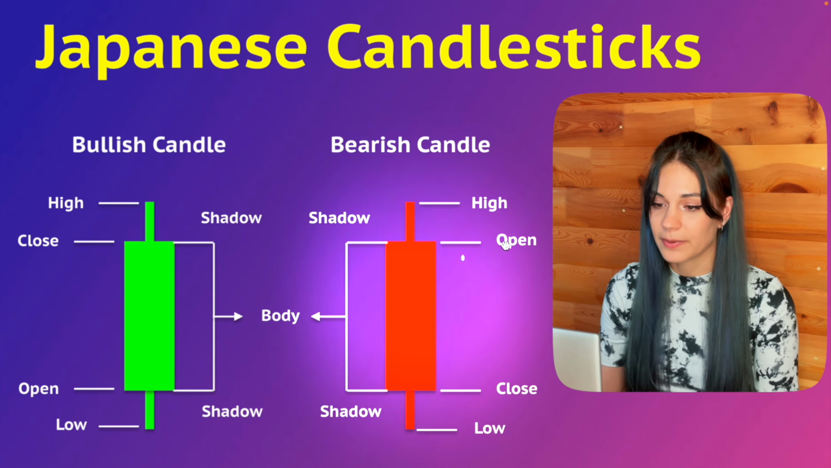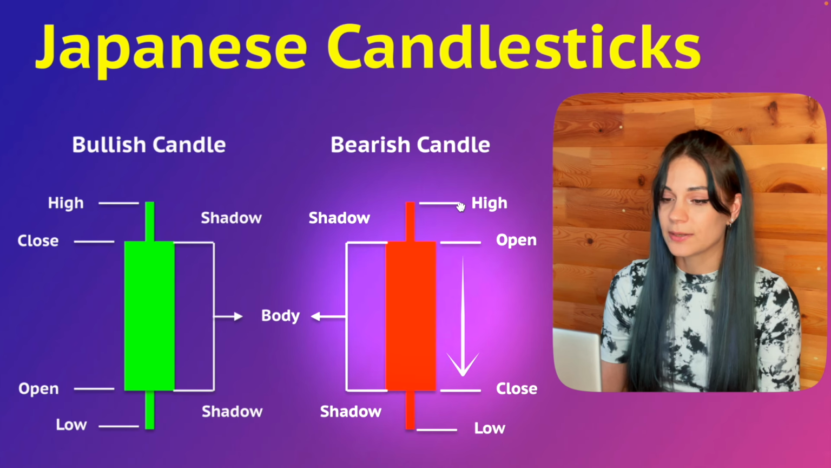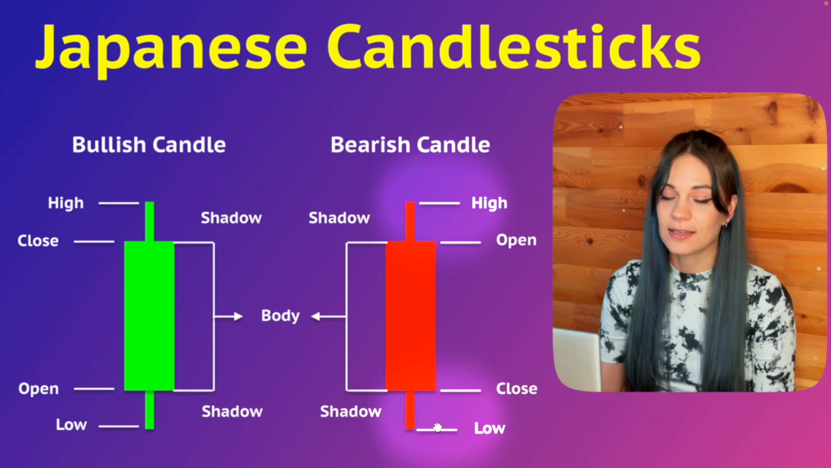The beginning of the body is the opening, the bottom of the body is the closing, and the shadows also show us the highest point of the price and the lowest point of the price. Now we know what the candlestick structure looks like. We're moving on to the second topic, candlestick patterns. The first question you may ask yourself is, why do I even need to differentiate between patterns? The answer should be obvious, because as a trader you need to predict the movement of the price on the chart. And the candlestick pattern is one of the most effective instruments for that.